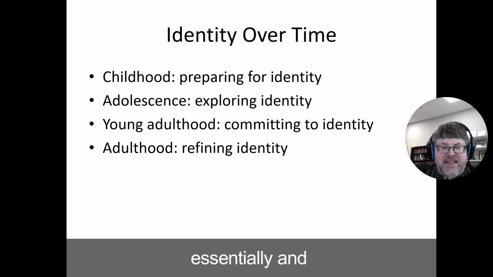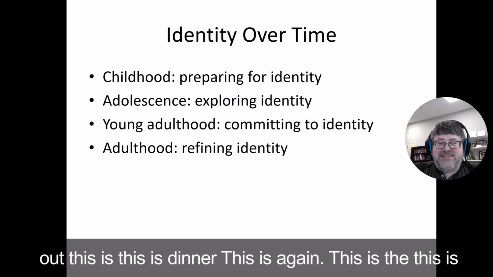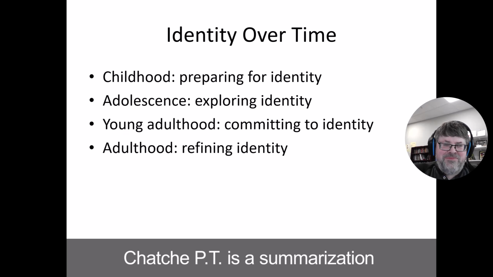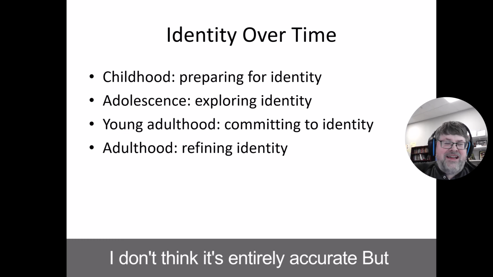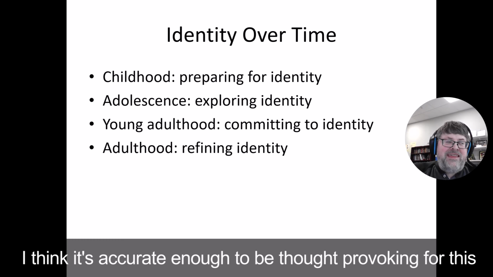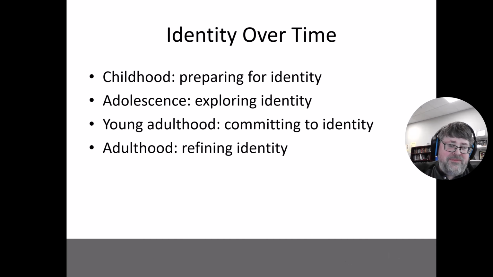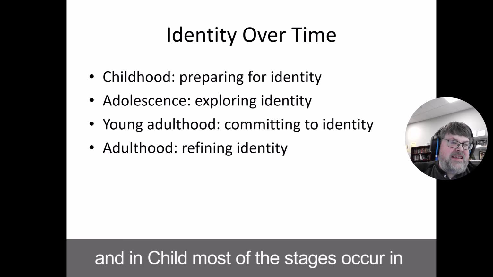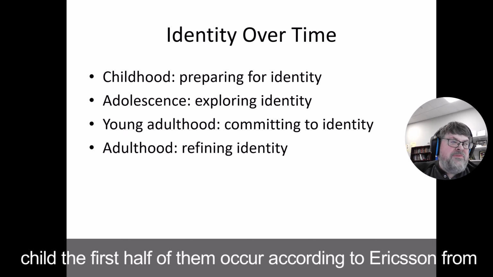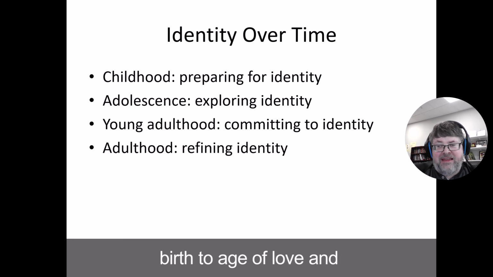And so, essentially, this is again ChatGPT's summarization of Erickson, and I don't think it's entirely accurate, but I think it's accurate enough to be thought provoking for this lecture. So Erickson, as I mentioned, has 8 stages, and most of the stages occur in childhood. The first half of them occur, according to Erickson, from birth to age 11.